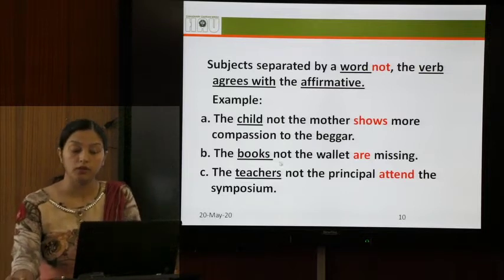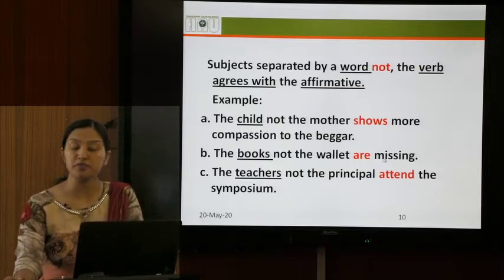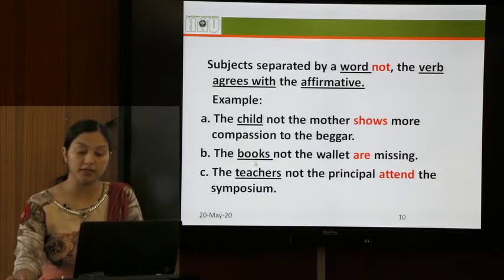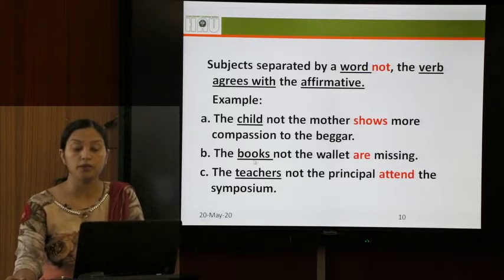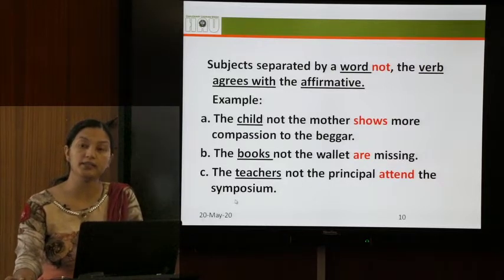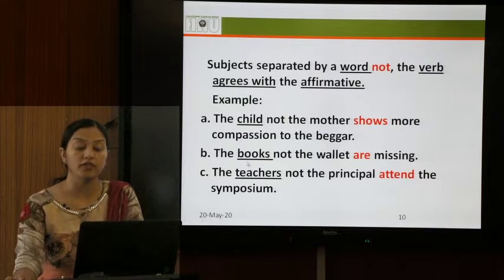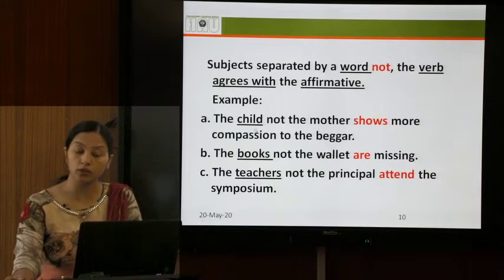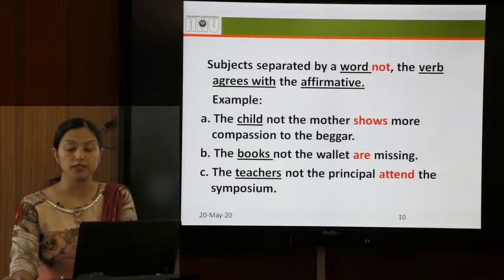The books, not the wallet, are missing. Now, the first subject or the affirmative subject is plural. So, we are using a plural verb. The books, not the wallet, are missing. The teachers, not the principal, attend the symposium. Again, our affirmative part is plural, so we are using a plural verb. Whenever our subject is singular, then we need to use a singular verb.